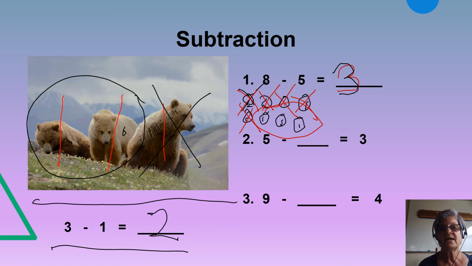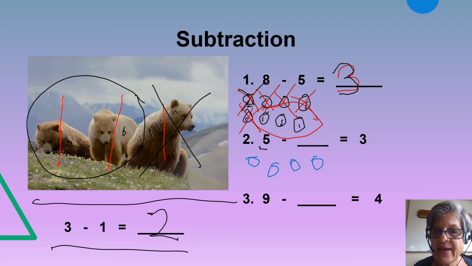Let's look at subtraction number sentence 2. It says 5 take away what equals 3. Now again, 5 is the beginning of my subtraction problem and that's the highest number. So I'm going to start by drawing 5 circles. Let's begin. 1, 2, 3, 4, and 5. I have 5 circles.